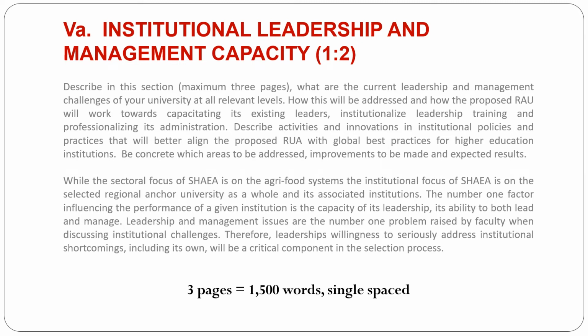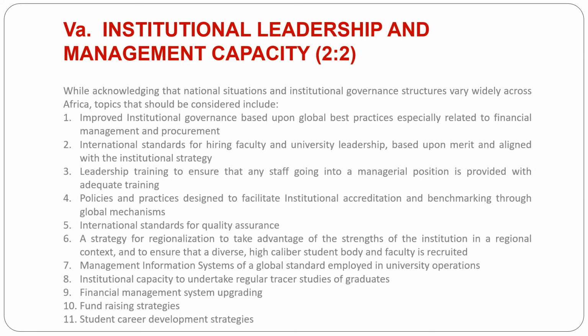There are a lot of existing problems in universities. There are issues related to governance. There are issues related to merit-based hiring of faculty and university leadership. There are issues of leadership training, which is component 2.1 of the SHAEA project, and there might be a need to look at the policies and the practices both at central and at departmental and faculty level. Quality assurance is a very important thing. Regionalization, information systems, and not least issues like procurement and financial management.